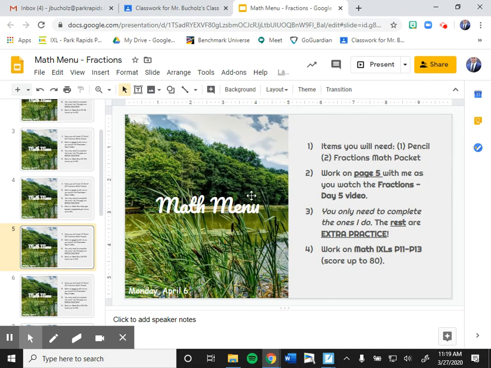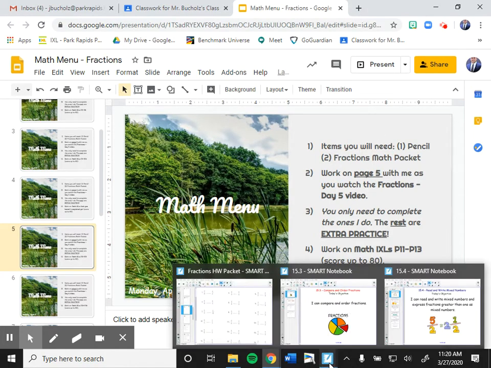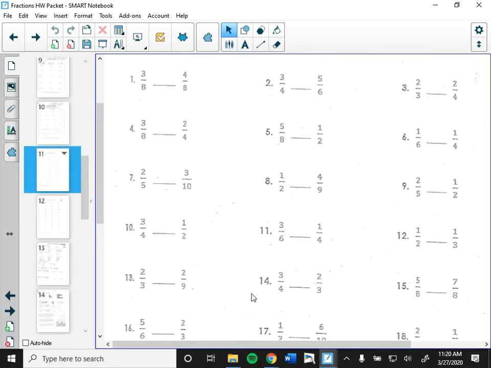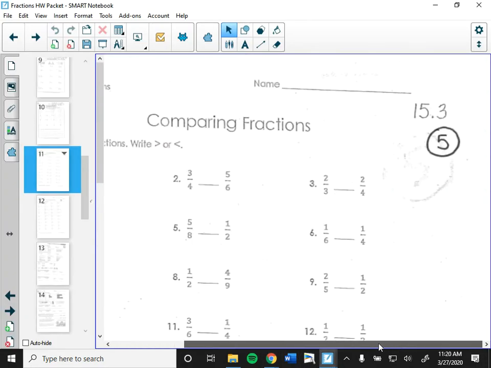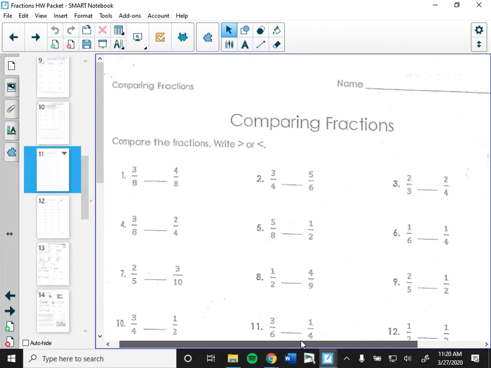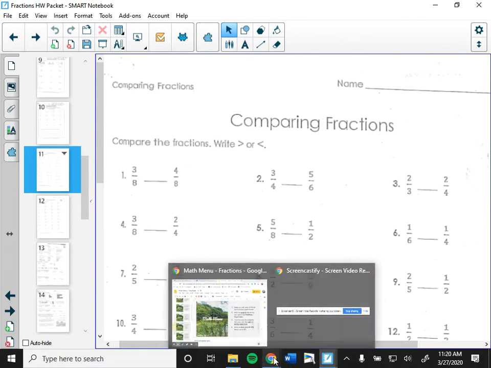So let's go through our math menu for the day. Items you're going to need: a pencil and our fractions math packet. We're going to be on page 5 today. It's going to say comparing fractions, page 5, up in the top right hand corner, 15.3. We'll go through that lesson in a little bit.